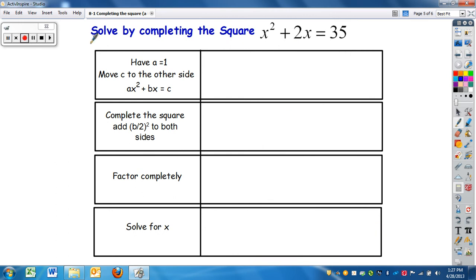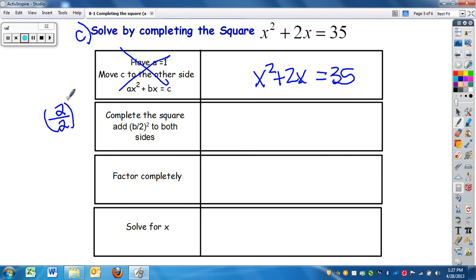Alright, so our last example. Again, they're all the same procedure, so it's really just kind of memorize the procedure for completing the square. Here we have a equals 1, and c is moved to the other side, which I already have. So I'm going to start off with x squared plus 2x equals 35. I didn't have to do anything with my first step. So I need to complete the square, so I take my b. 2 divided by 2 squared is 1. So I have x squared plus 2x plus 1 equals 35 plus 1.